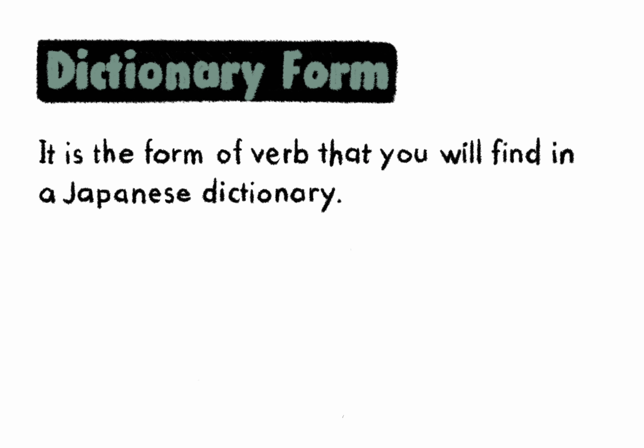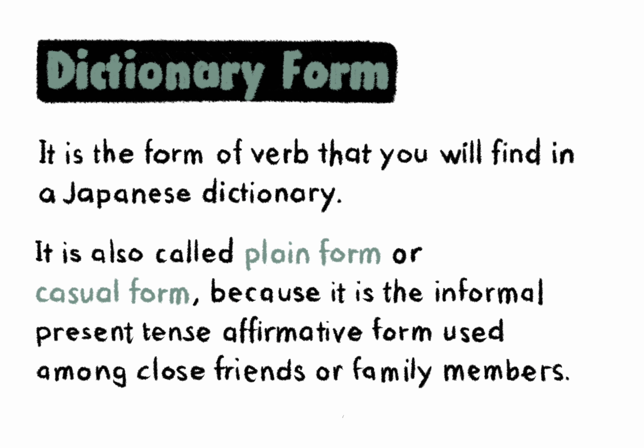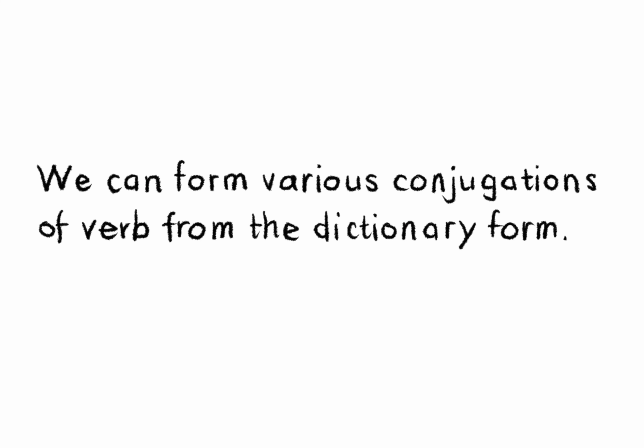We usually look at the dictionary form to determine the verb type. What is dictionary form? Dictionary form is the form of verb that you will find in a Japanese dictionary. It is also called plain form or casual form, because it is the informal present tense affirmative form used among close friends or family members. The dictionary form of any Japanese verb can either end in ru or other u sound hiragana. We form different conjugations of verb from the dictionary form.